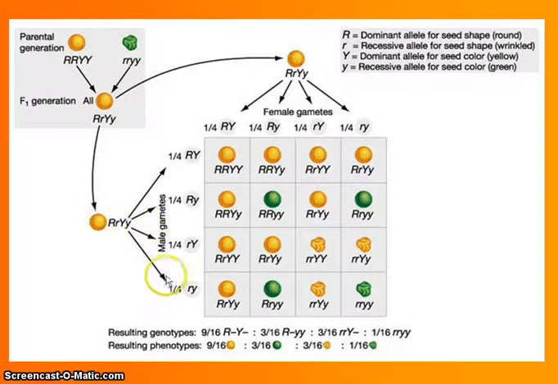You would do the same thing for the dad here, and then filling in the boxes is the same as your monohybrid crosses. You're just combining these two parents' alleles. So we would have big R, big Y, and so on all the way until you have your entire Punnett square filled out.